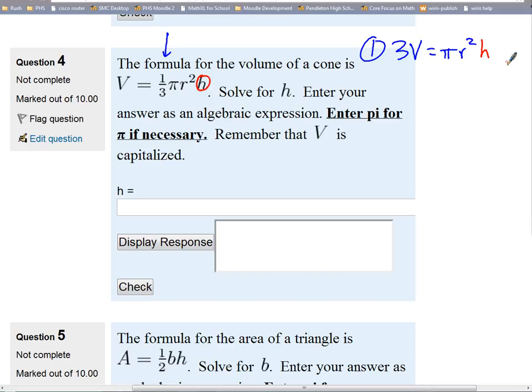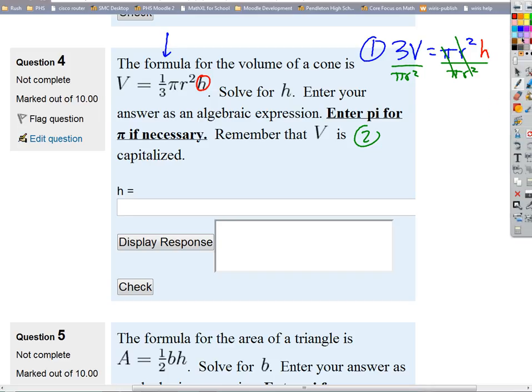We're going to divide by the stuff that's being multiplied by h then, right? So step 2, I'm just going to divide both sides by pi r squared, and that's going to cancel the pi r squared. And so after my second step then, I've got h all by itself.